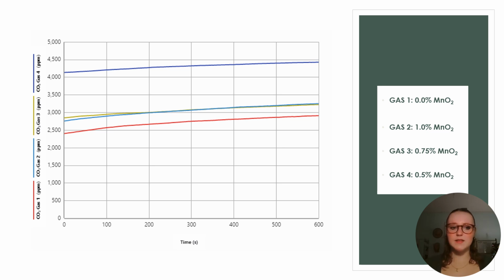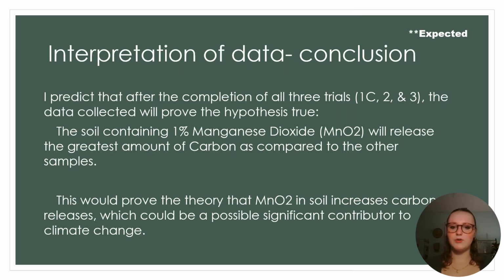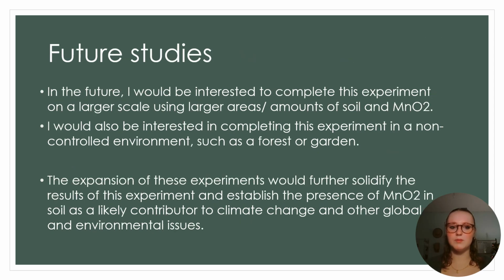This graph depicts the levels of carbon dioxide for my trial 2. The line in blue is the amount released from the 0.5 group. My interpretation of data was that my hypothesis was incorrect, but the 0.5 group released the most amount of carbon.